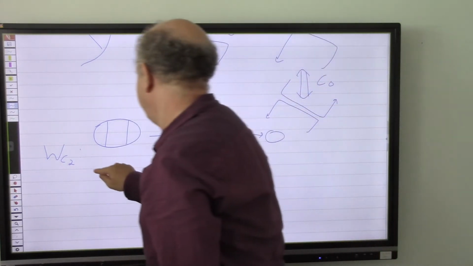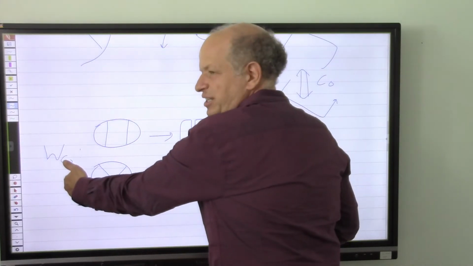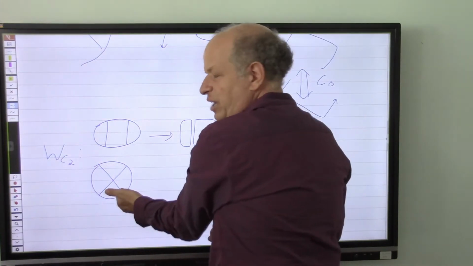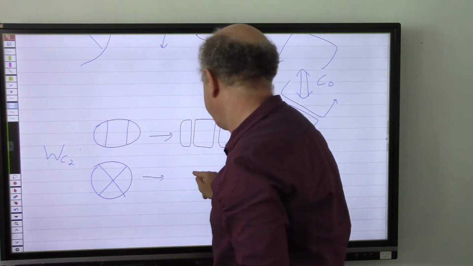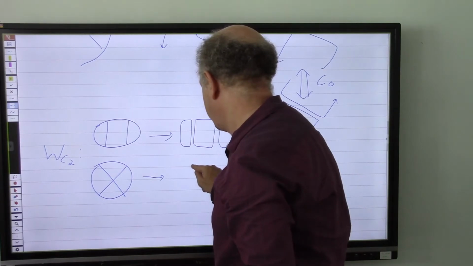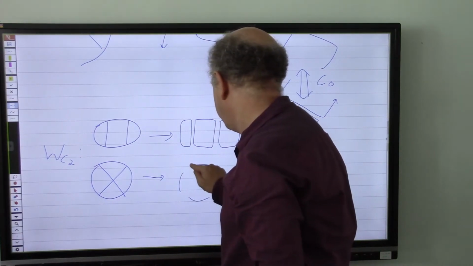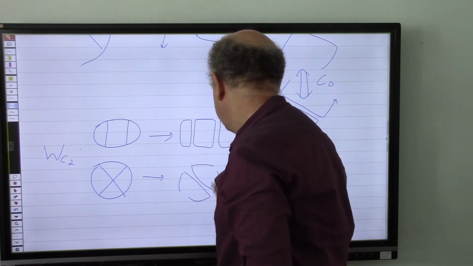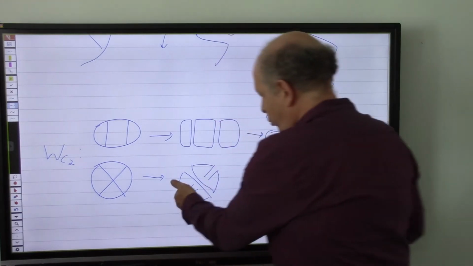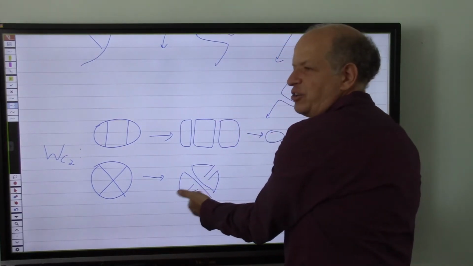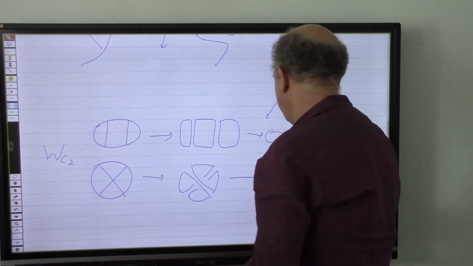On the other hand, if you apply WC2 to this chord diagram, again you end up replacing each chord by a bridge, so you get a picture that looks like this: 4 intervals and 2 bridges. If you look at this picture, it actually has only 1 connected component. So WC2 maps it to 1.